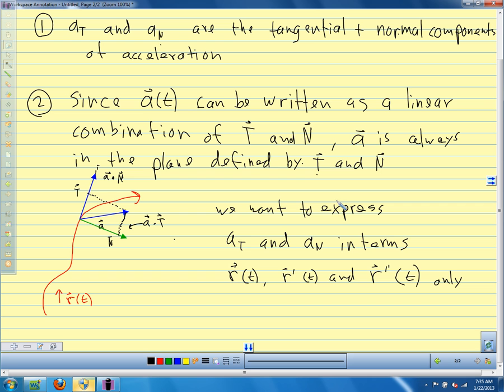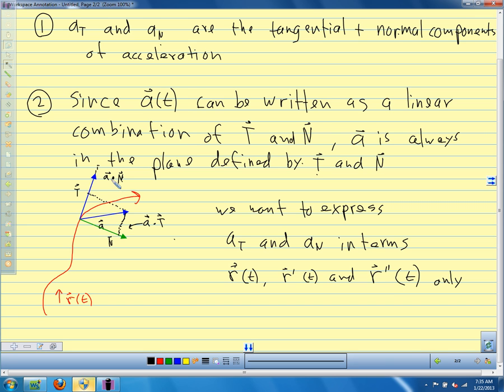Now I'm not going to go through the derivations, they're kind of long, and I don't want to do them in class. I'm going to do them as a separate set of notes, and I will post them on the website. I strongly suggest that at some point before the end of the chapter, you watch those derivations for how we get these expressions for a sub t and a sub n in terms of r prime and r double prime. I just don't want to do them all in class.